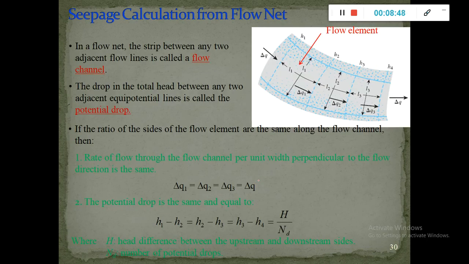For seepage calculation, sometimes in APSC they ask about the flow channel. What is a flow channel? A flow channel is basically the strip between any two adjacent flow lines. The drop of the total head between any two adjacent equipotential lines is called the potential drop.